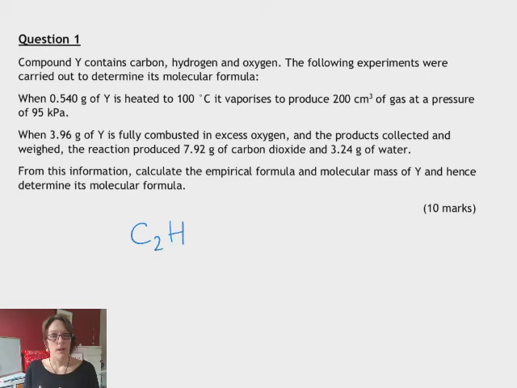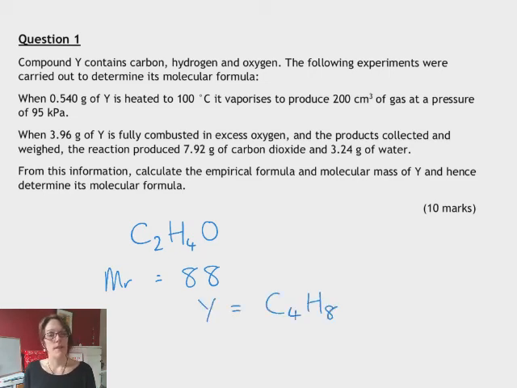and I know that the molecular mass was 88. So I've got everything I need to work out the full molecular formula of Y. So I'm going to work out the mass of 2 C's, 4 H's and 1 O. That adds up to 44. And so therefore that goes into 88 twice. So the molecular formula is C4H8O2.